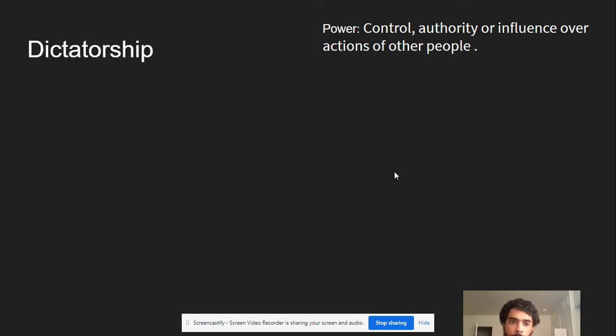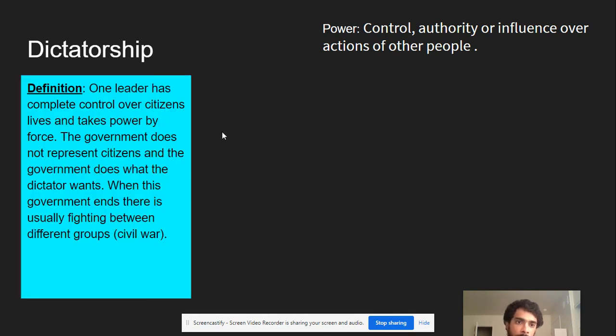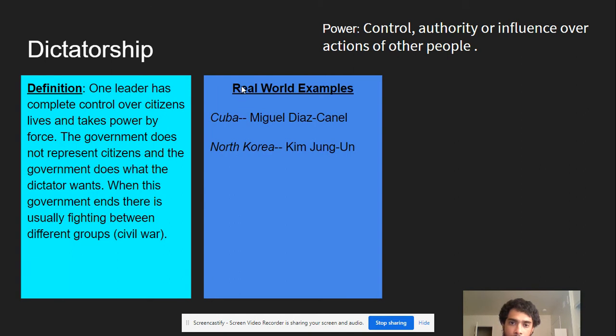Okay. The next form of government is dictatorship. It's when one leader has complete control over citizens' lives and takes power by force. The government does not represent citizens, and the government does what the dictator wants. When this government ends, there is usually fighting between different groups. Okay. These are two real world examples. In Cuba, Miguel Diaz-Canel is the dictator of Cuba. In North Korea, Kim Jong-un is the dictator of North Korea.